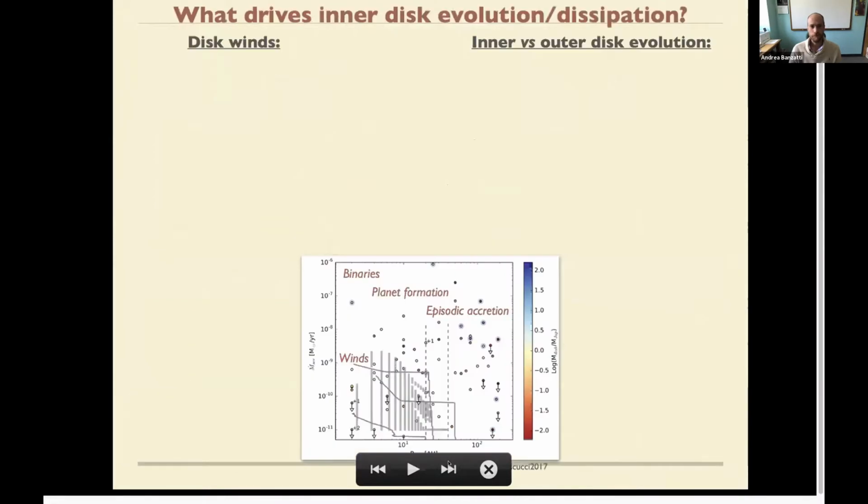Next, please. So in the second slide, I want to highlight two main topics that are extremely hot and developing at a very fast pace now. One is on disk winds, and the other one is the connections between inner and outer disk evolution.